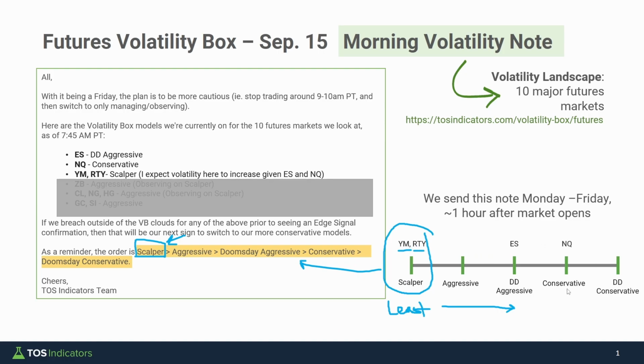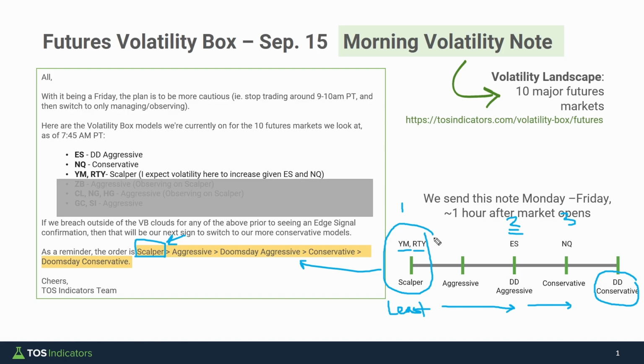Finally, we have the Nasdaq, which was one additional notch higher, essentially one level short of our most conservative model, the Doomsday Conservative. So if we had to rank the volatility in the four major index markets, the Dow and the Russell would be the least volatile, the Nasdaq was the most volatile, and the S&P was in the middle, with essentially the middle volatility between the two.